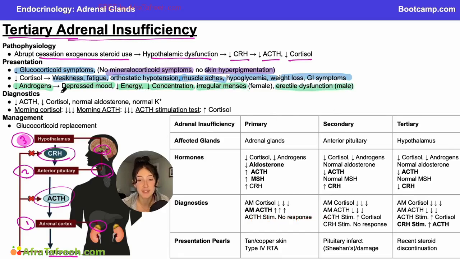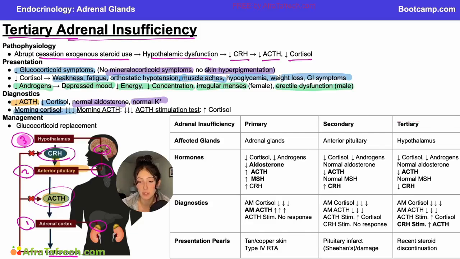The diagnostics for tertiary adrenal insufficiency should make sense to you. So we'll have decreased ACTH because we have decreased CRH stimulating our anterior pituitary, so we're going to have decreased release of ACTH. We're going to have decreased cortisol. That is the definition of adrenal insufficiency. And then we're going to have normal aldosterone, as we mentioned above, and normal potassium because we don't have any deficiency in aldosterone. We're still able to regulate the kidney's retention of potassium.